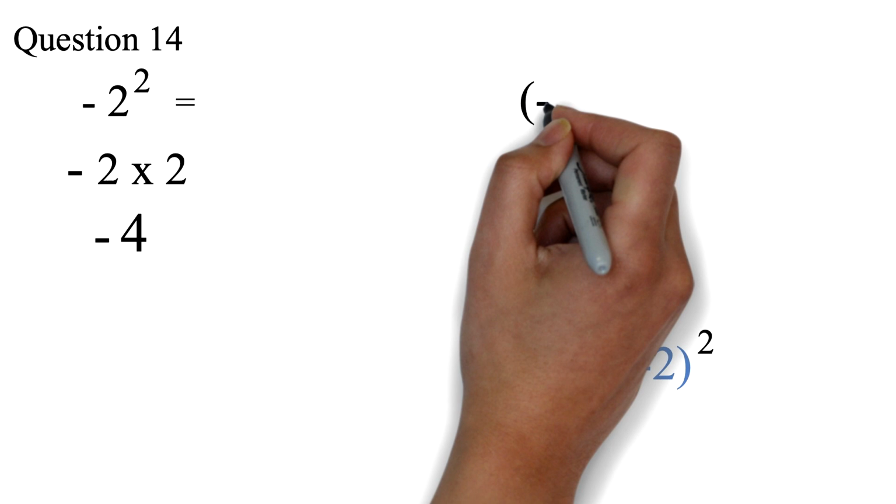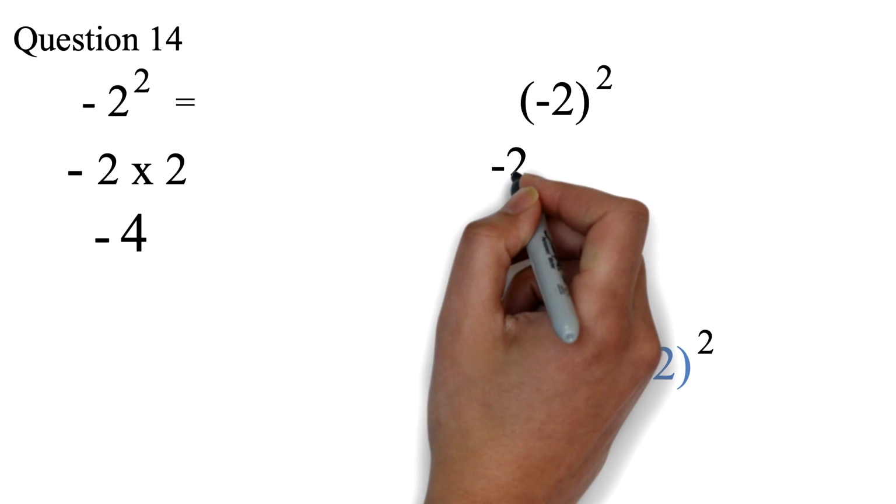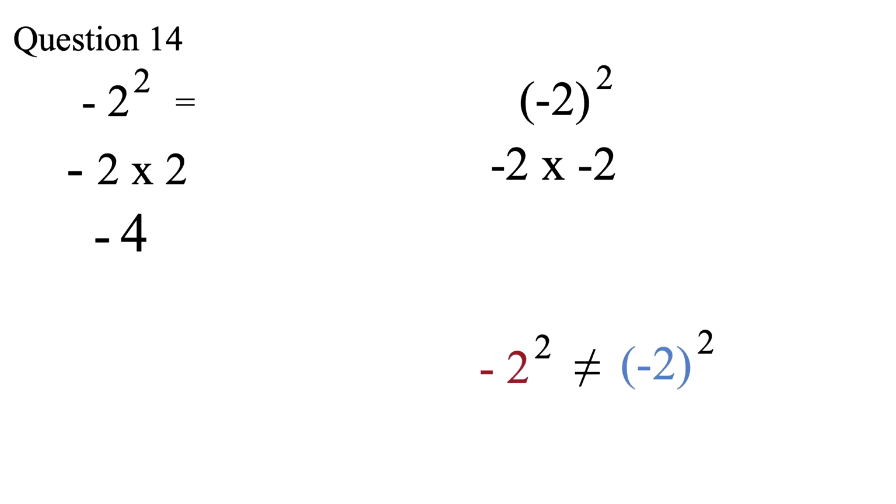If we are given (-2) exponent 2, with the -2 in parentheses, this means that the exponent is affecting the negative and the 2. So we will have -2 times -2. We learned earlier that when you multiply two negative integers, you'll get a positive answer. This is positive 4. So the difference is that one gives a negative answer and the other gives a positive answer.